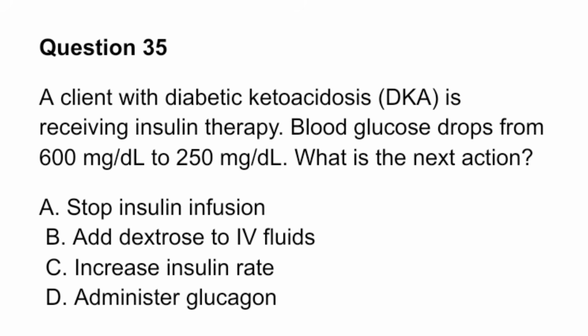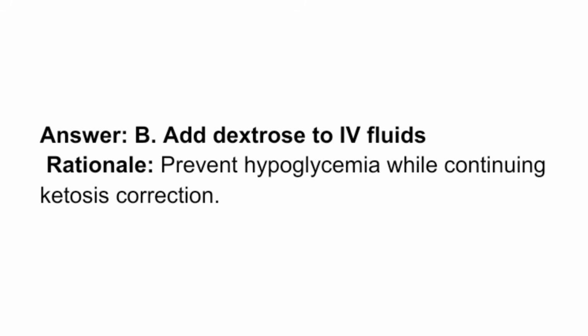Question 35. A client with diabetic ketoacidosis, DKA, is receiving insulin therapy. Blood glucose drops from 600 milligrams per deciliter to 250 milligrams per deciliter. What is the next action? A. Stop insulin infusion. B. Add dextrose to IV fluids. C. Increase insulin rate. Or D. Administer glucagon. Answer is B. Add dextrose to IV fluids. Rationale: prevent hypoglycemia while continuing ketosis correction.